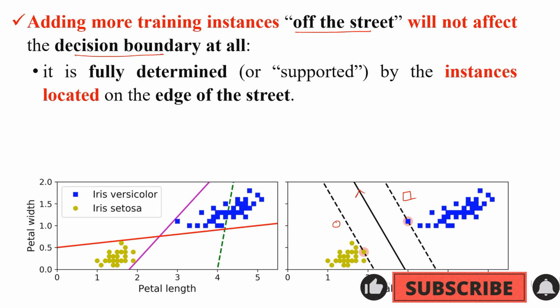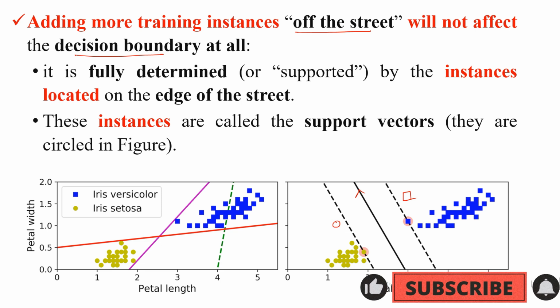It is fully determined by the instances located on the edge of the street. These are called support vectors. Based on these two points very close to the street, we draw the parallel lines. This is called support vectors.